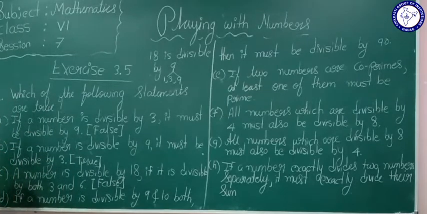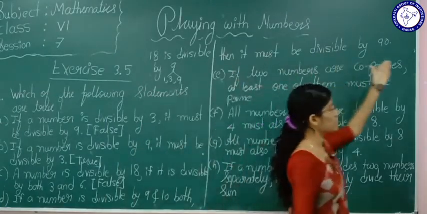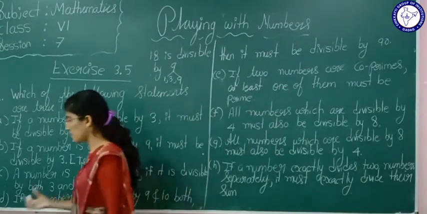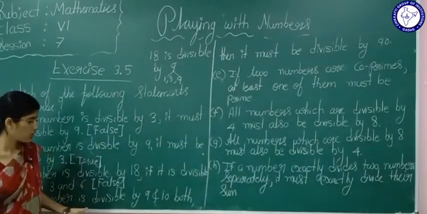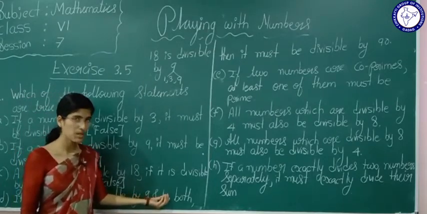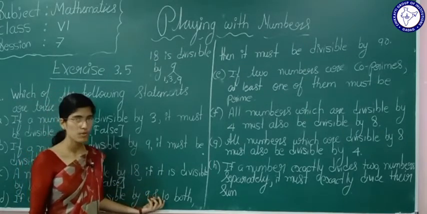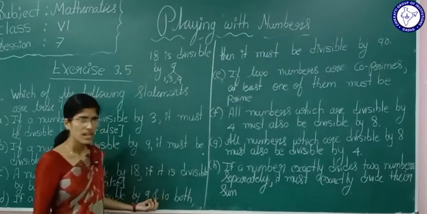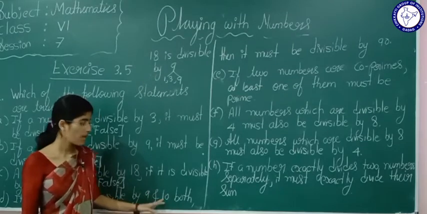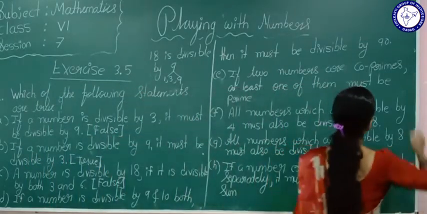Okay, next here, if a number is divisible by 9 and 10 both, then it must be divisible by 90. Yes, this is the rule we have learned. If any number is divisible by two co-prime numbers, definitely the given number is also divisible by the product of these co-prime numbers. Take any number which is divisible by 9 and divisible by 10. Definitely that number is divisible by 90 also. This answer is true.